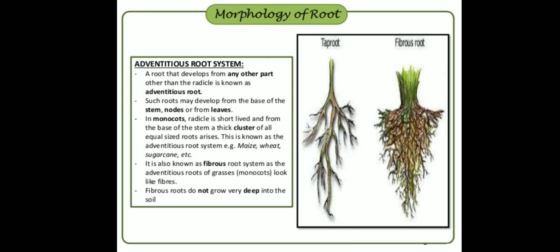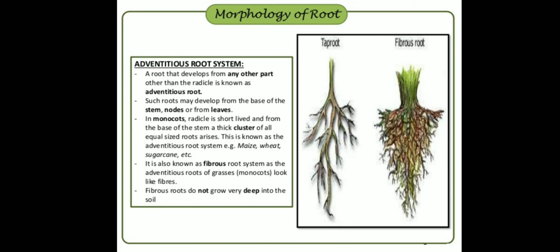And the other type of root is the adventitious root system. A root that develops from any part other than the radicle is known as an adventitious root. Such roots may develop from the bases of the stem, nodes, or from leaves. It is not necessary for such roots to develop from the radicle only. They can develop from any other part of the plant body, like stems, nodes, or from leaves also.